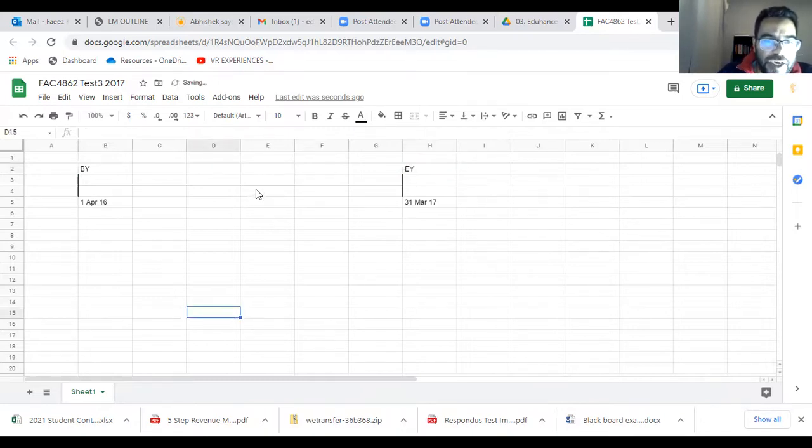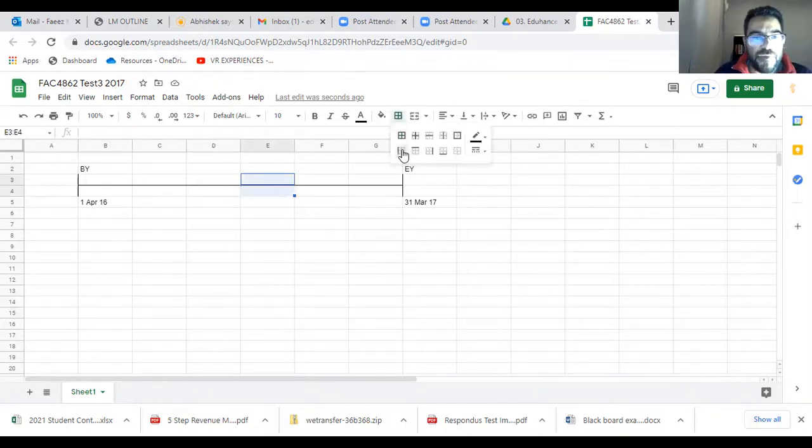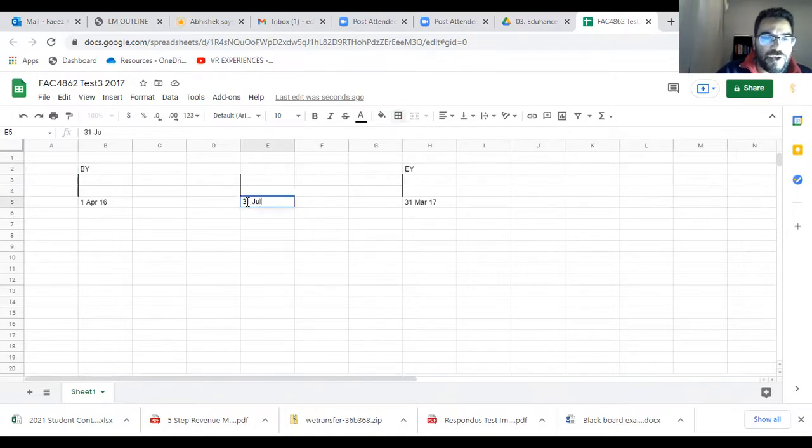Then somewhere down the line, what happened here? So beginning of year, end of year, what happened on this date? 31 July 16. What happened? We have a change in ownership. Okay, so this is the change in ownership.